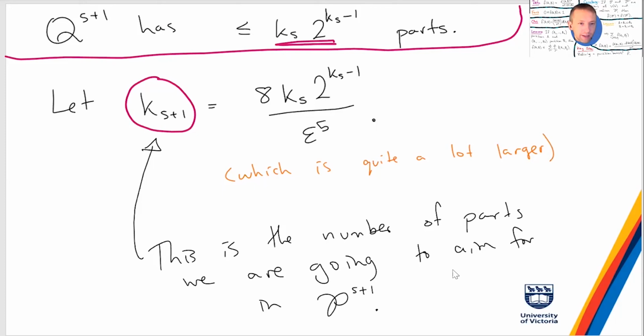Basically, every part of QS plus 1 is going to be turned into like 8 over epsilon to the 5 parts. Although remember, the parts of QS plus 1 might be really tiny. I might have parts of size 1 in QS plus 1 because that just might be how big the segment of the Venn diagram was. So I can't just split up my parts of QS plus 1 finer because some of them might be really tiny. I'm going to need to incorporate those tiny ones into bigger parts. And at the same time, I'm going to take my big parts and make them smaller. So let's see how that works.